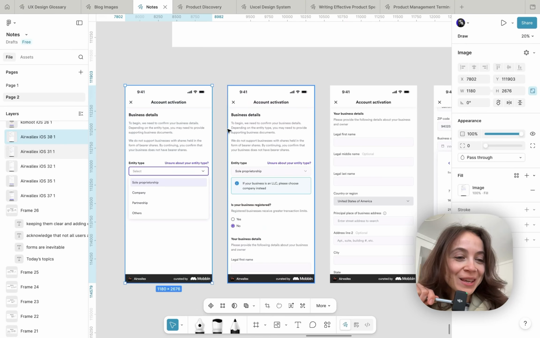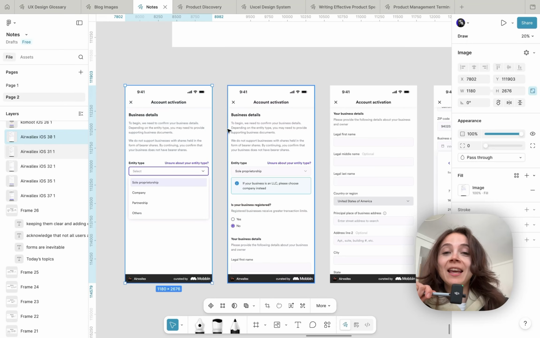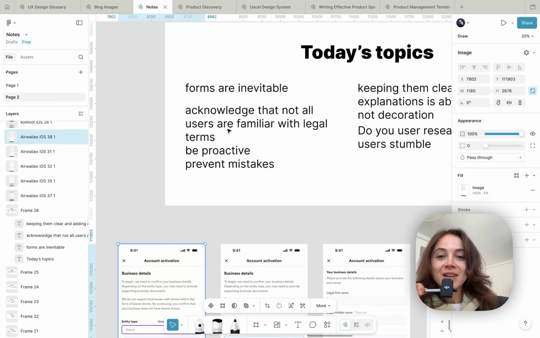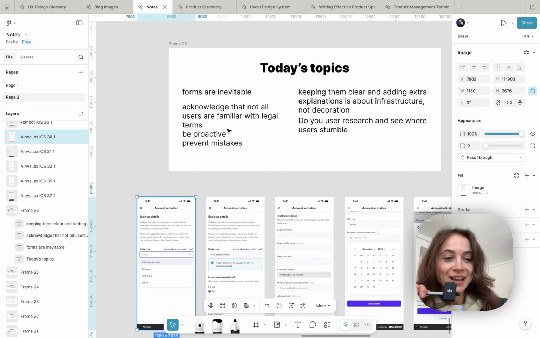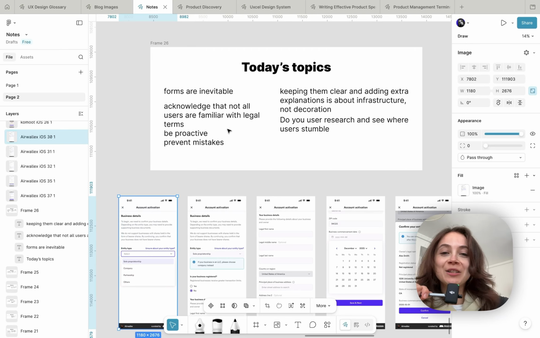So today's topic is forms. Well, yes, I know forms are not glamorous and nobody wakes up willing to fill them out, but they are inevitable, they are everywhere, so we have to deal with them as designers and make users' journey easier.